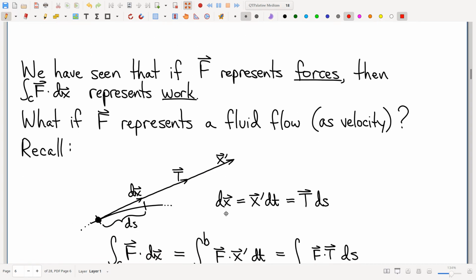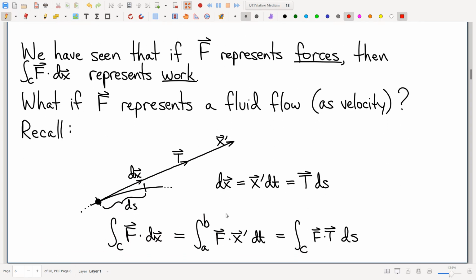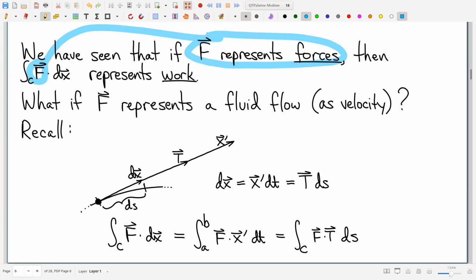All right. Now here's a new question. We've talked about how to interpret line integrals, vector line integrals, when F is a force. Specifically, when F is a force, the integral represents work. In fact, that was our motivating example. So this is actually the only example we've seen yet of a vector line integral. Right now we know one thing it can do. It can compute work when F represents a force.